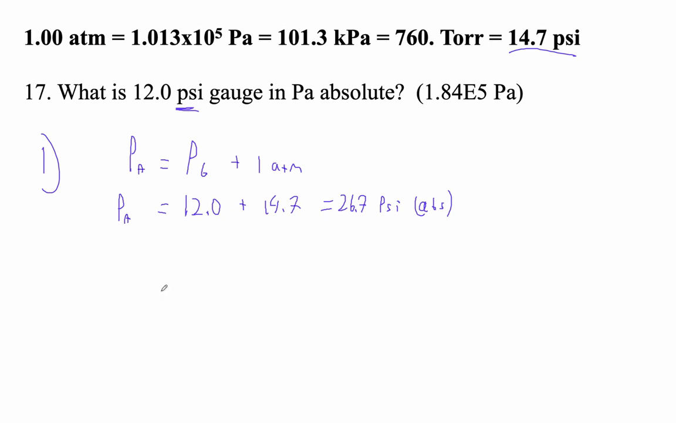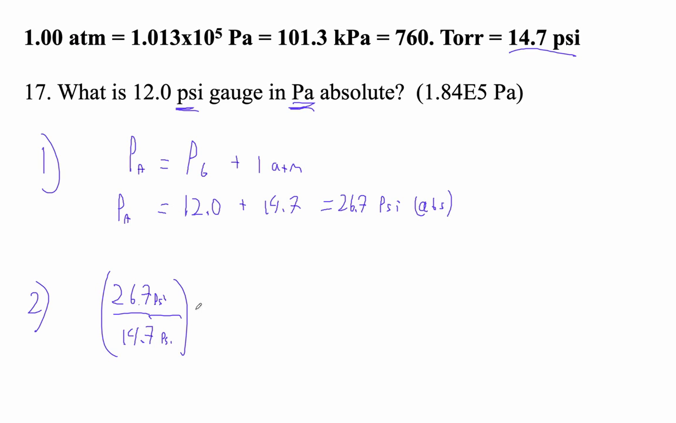Okay, and now we can convert that into pascals, right? So we have absolute pressure, we just don't have pascals. So let's do that. Step 2, 26.7 over 14.7, right? And these are psi, right? And that's an atmosphere, right? So it's going to be more, almost 2 atmospheres, right?